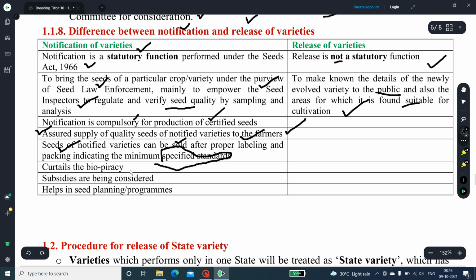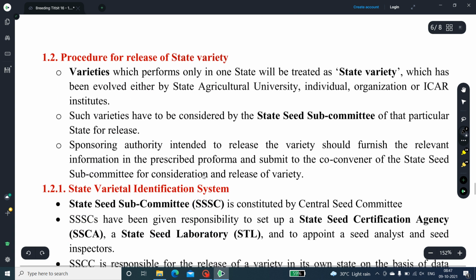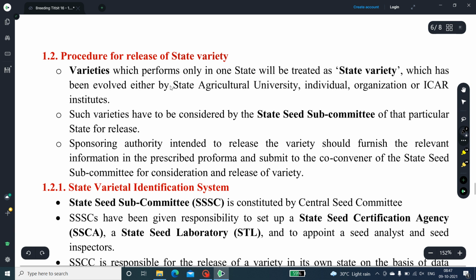One is the crop standard and another is the seed standards. It curtails biopiracy. Subsidies are being considered for the seeds of notified varieties only. It helps in seed planning and programs at the policy level. And that's all about the central varietal committee or central subcommittee that will be releasing the varieties at the state level or zone level.